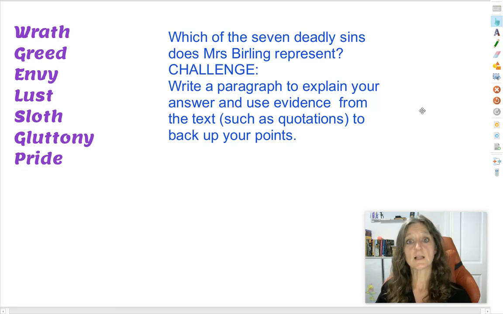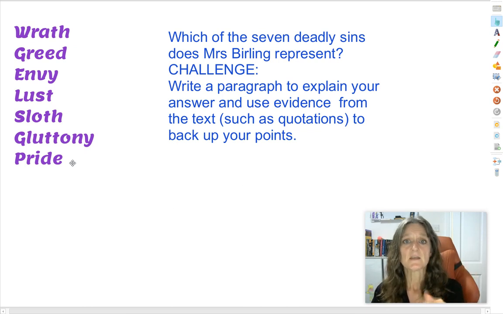So as a challenge, have a go at looking closely at that scene, at your annotations, remind yourself of the scene, watch it again maybe, and write an analytical paragraph arguing that Mrs Birling represents the deadly sin of pride, and explaining where she shows herself to be proud and how J B Priestley uses structure to bring her crashing to the floor.